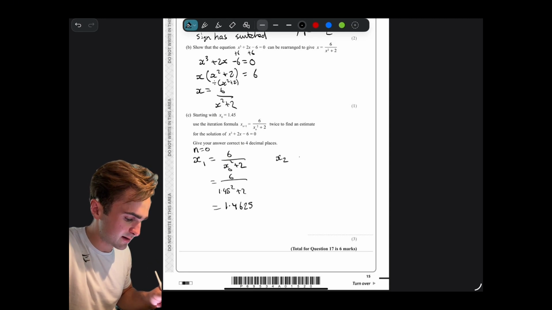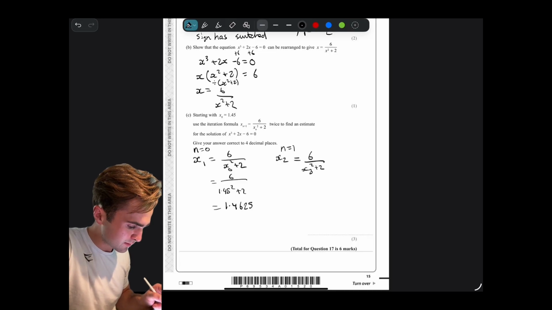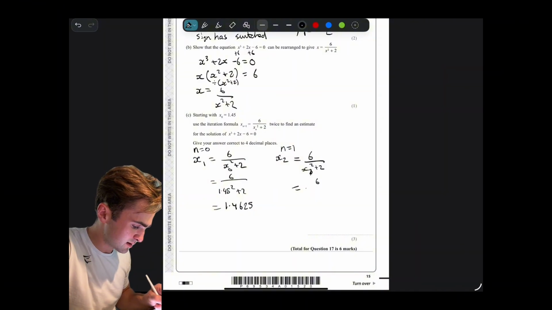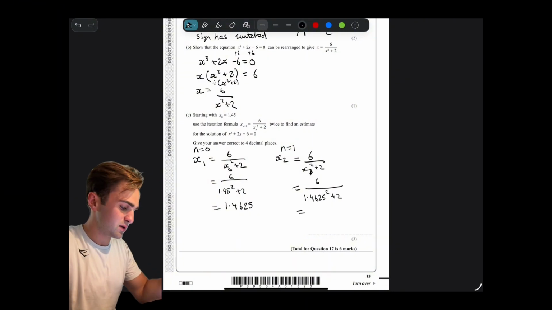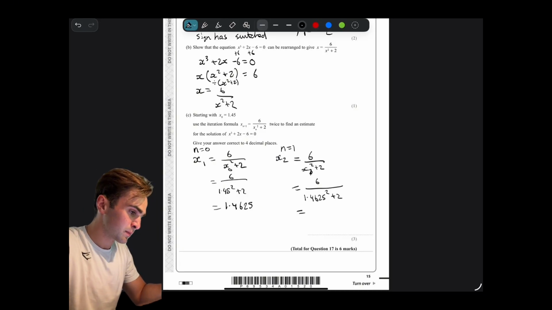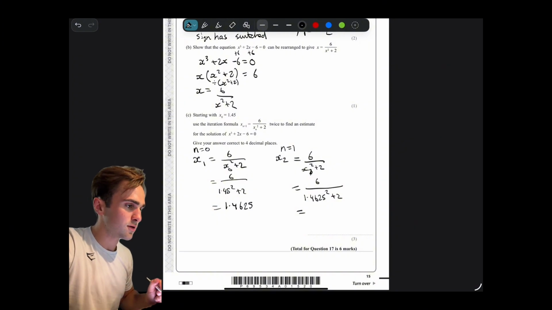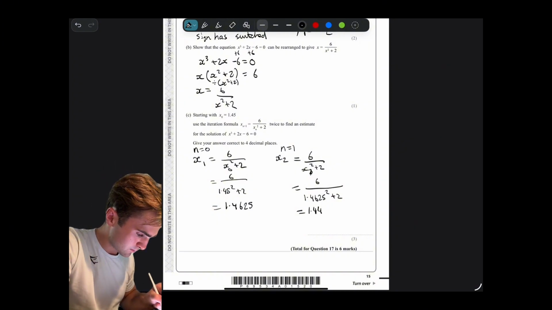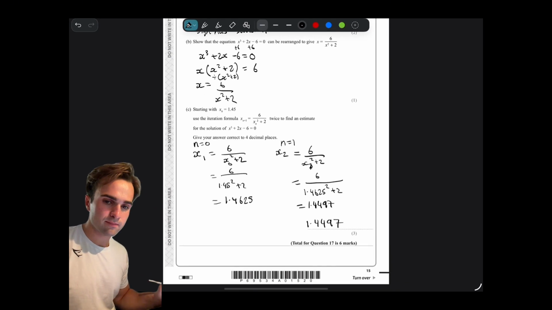And now x2 is our second iteration, so this is n equals 1, 6 over x1 squared plus 2. So we have x2 is 6 over 1.4625 squared plus 2, which equals, and we can just do this forever, 1.4497. So that's it twice. So the final answer is 1.4497. Question 17 done.